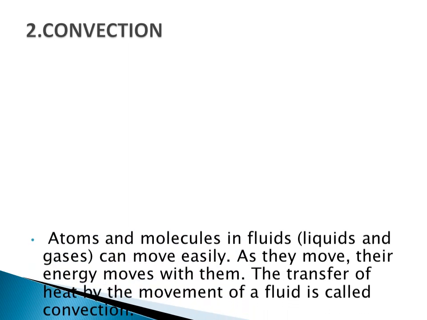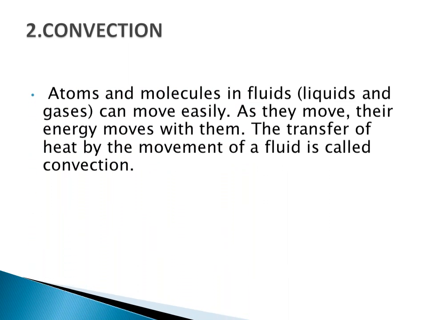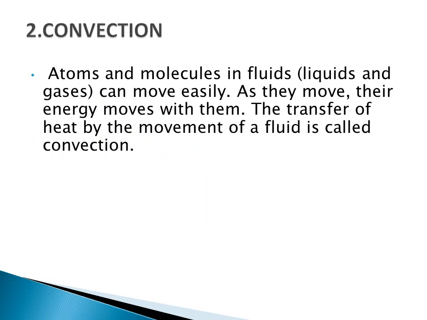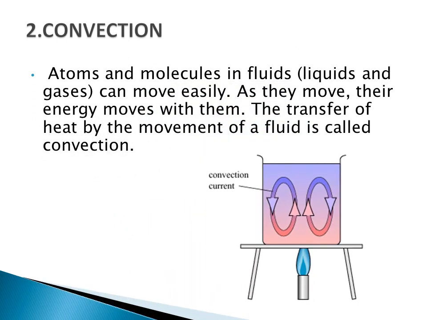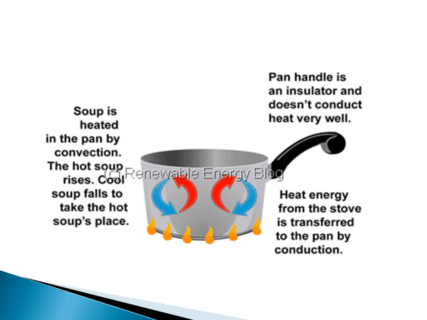Another way is convection. Atoms and molecules in fluids, meaning liquids and gases, can move easily. As they move, their energy moves with them. The transfer of heat by the movement of fluid is called convection. Look at this picture here. When the water or fluid gets heated, it will move, and it will transfer this heat by the movement of the fluid. This way of heat circulation is called a convection current.